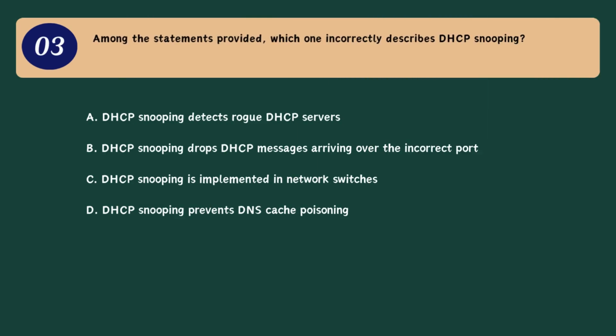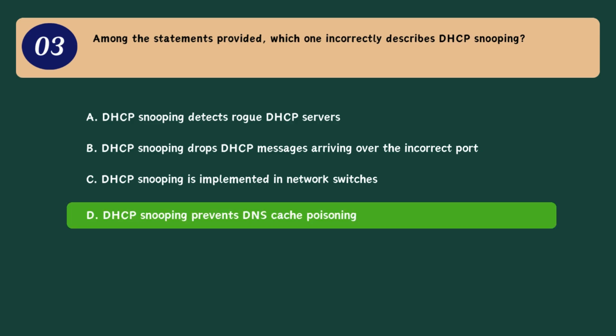Question 3. Among the statements provided, which one incorrectly describes DHCP snooping? A. DHCP snooping detects rogue DHCP servers. B. DHCP snooping drops DHCP messages arriving over the incorrect port. C. DHCP snooping is implemented in network switches. D. DHCP snooping prevents DNS cache poisoning.